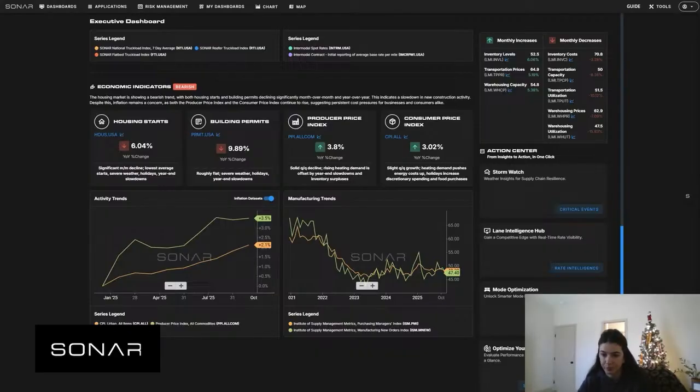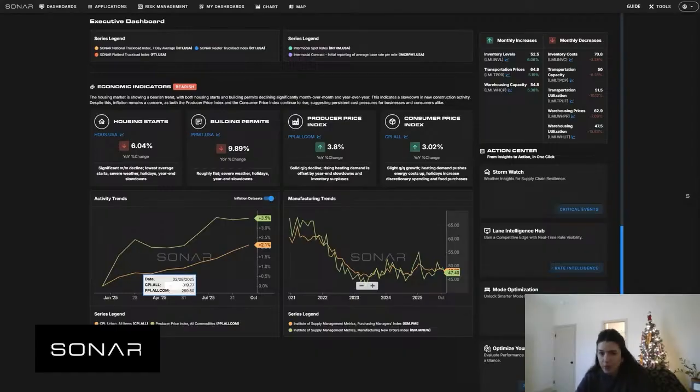And then the chart on the right here is monitoring those manufacturing indices. So again, these are going to be baselined at 50. So 50 is going to be right in the middle. Anything above that would be expansionary, and anything below that would be a decrease for these indices. So again, with manufacturing, keep an eye on those and how it's trending as a leading indicator for the truckload market.